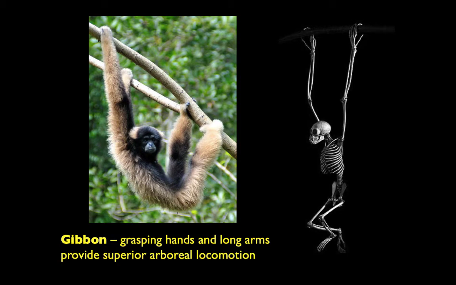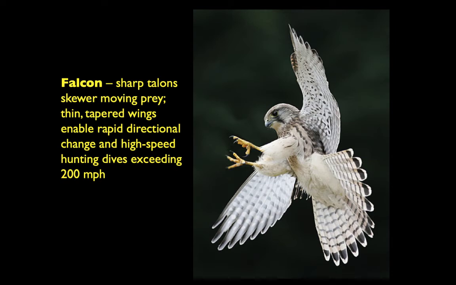Here is a gibbon. It has grasping hands and long arms, which provides superior arboreal locomotion, swinging through trees. A falcon. It has sharp talons. It can skewer moving prey, and has thin, tapered wings that enable rapid directional change and high-speed hunting dives, exceeding 200 miles per hour.